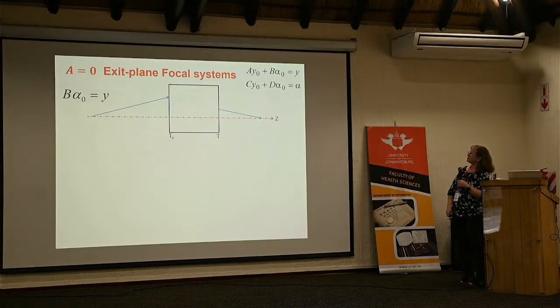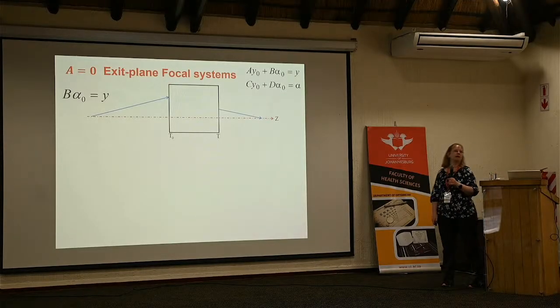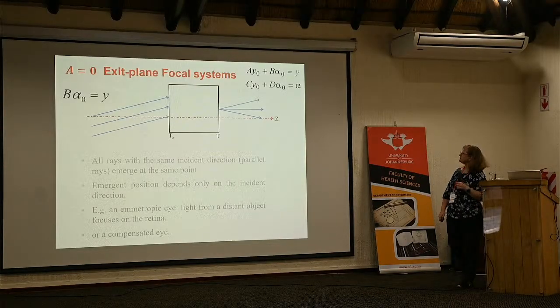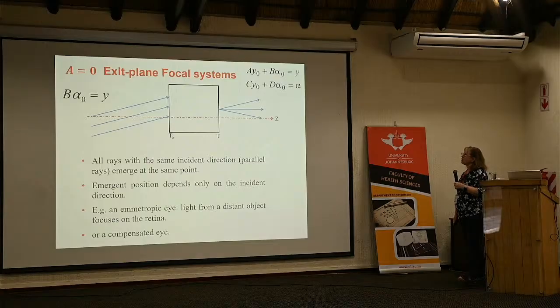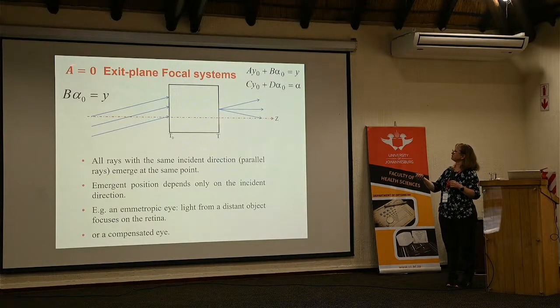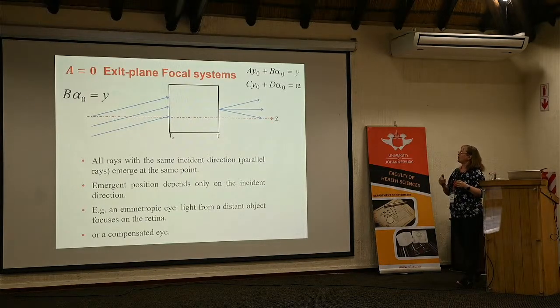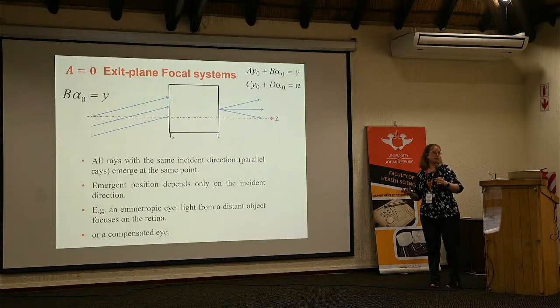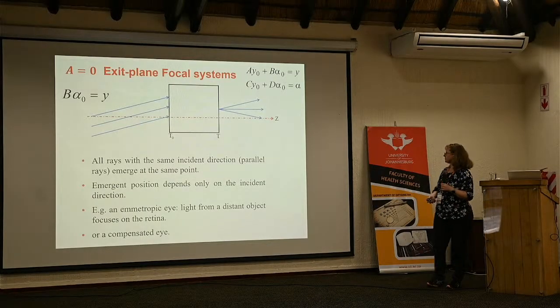So let's send a ray through our system with a particular inclination. And let's send a second ray through the system with the same inclination. And we find that it exits at the exact same position Y. And the same for a third ray. So we've got a very appropriate name, exit plane focal, meaning we're focusing at the exit plane. A nice example of this is an emmetropic eye, or indeed a compensated eye, compensated for distance, of course.